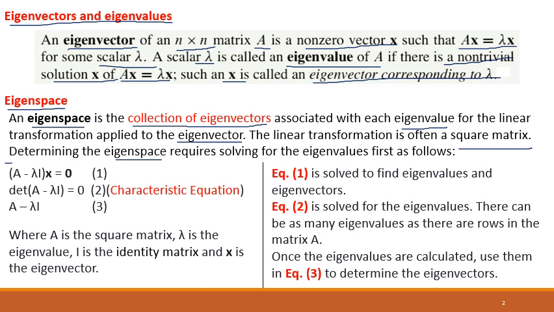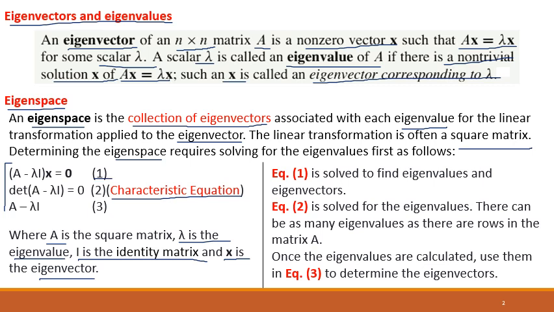These are the three equations which are used to solve for eigenvalue and eigenvector. Here equation 2 is known as characteristic equation. In these three equations, A is the square matrix, lambda is the eigenvalue, I is the identity matrix, and X is the eigenvector.